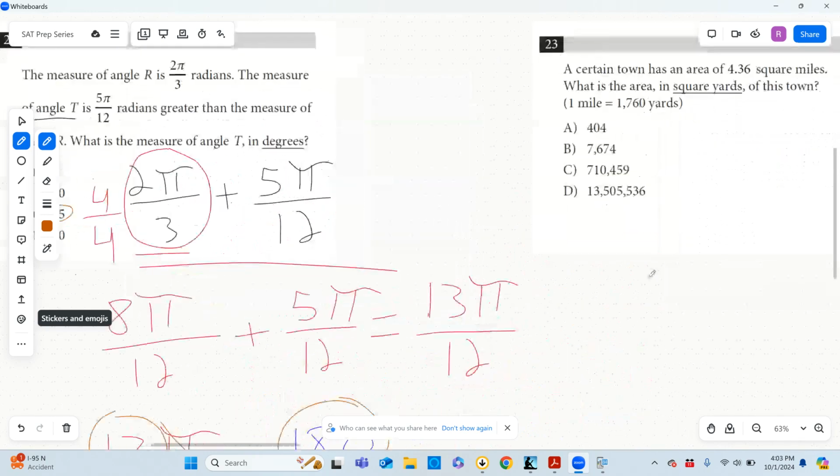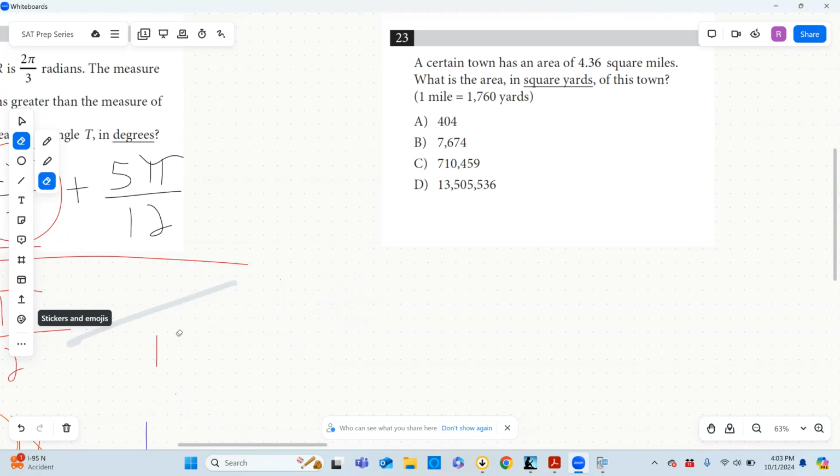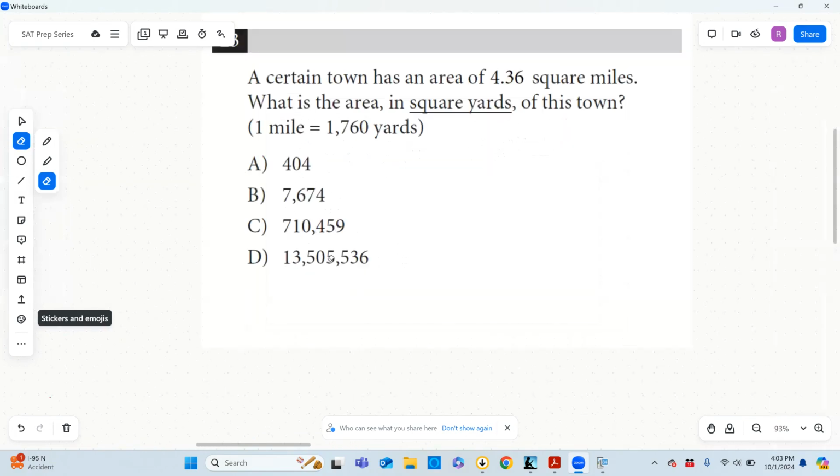Alrighty, so that's question 22. Let's clean this up, give ourselves some space, and let's look at question 23. So 23 says a certain town has an area of 4.36 square miles. What is the area in square yards of this town?